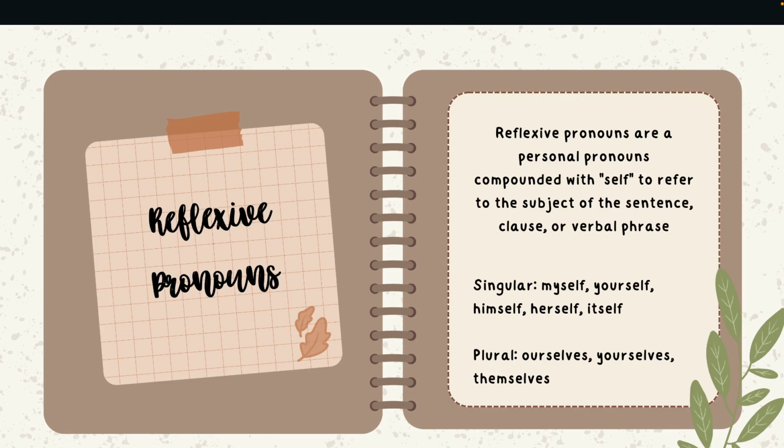Next one, reflexive pronouns. Reflexive pronouns are personal pronouns compounded with self to refer to the subject of the sentence, clause, or verbal phrase. Okay. So we have here two types. We have the singular and the plural. Singular, we have myself, yourself, himself, herself, itself. Plural, ourselves, yourselves, and then themselves.